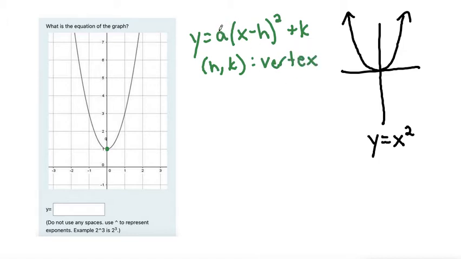And a just basically says how wide or how narrow the graph is. Also, if a is negative, the graph would be faced upside down. It would be opening down. So just to keep that in mind.